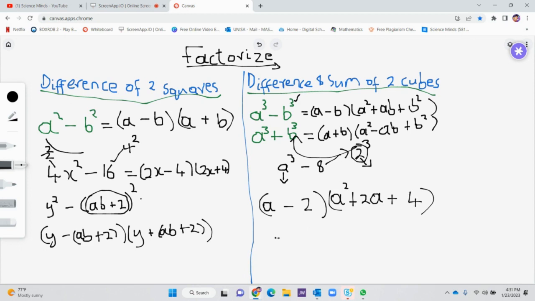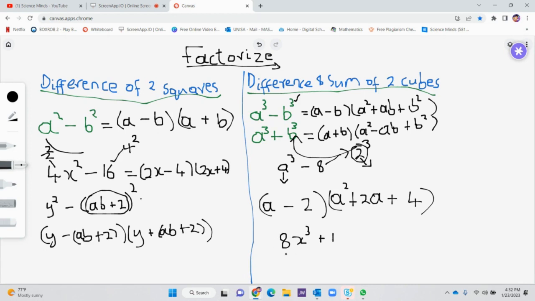And what if we have 8x cubed plus 1? Please notice that 1 can be anything that you want it to be. Okay. If you say 1 squared, it's going to be 1. 1 cubed, it will be 1. 1 to the power of 1,000 is a 1.